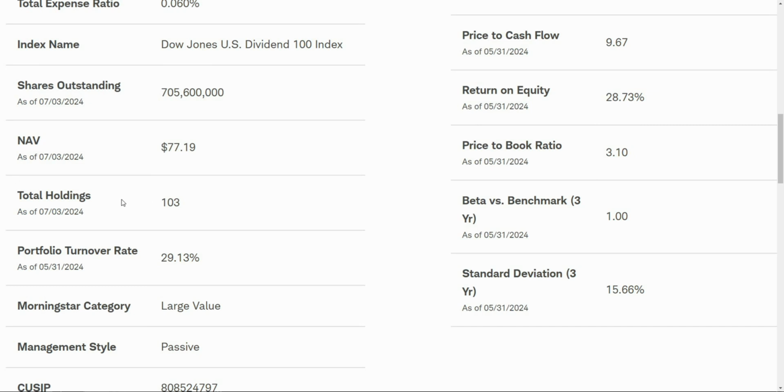This has a total holdings of 103. So pretty much some of these holdings, the three that you don't see in that index, are going to be things like maybe money market funds or cash, which they hold very minor amounts, but they are required to report, which is why you are going to see 103 and not simply 100.